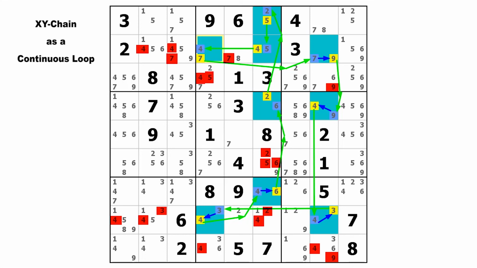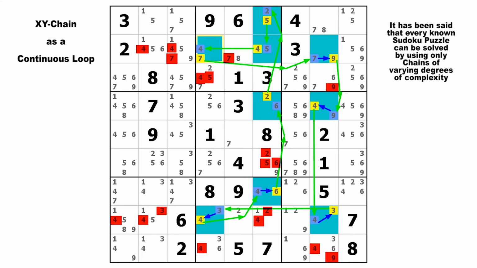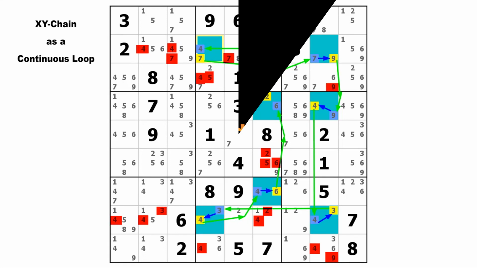Pretty amazing, huh? So that is how continuous loops work, and I hope that all these examples have helped you understand how to construct them and realize how powerful they are. It has been said that every known Sudoku puzzle can be solved by using only chains of varying degrees of complexity. That's quite a statement, but it is reason enough for you to want to master as many kinds of chains and loops as you can.